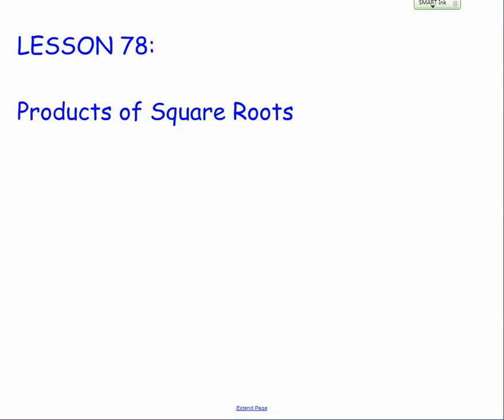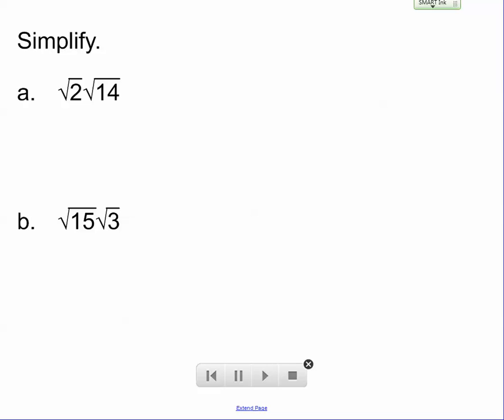And we're also going to continue simplifying. So if you're having trouble simplifying square roots, today will be a good lesson for you as well. All right, here we go. So what we've got here, we're being asked to simplify this expression. Now the way this expression reads is the square root of 2 times the square root of 14.